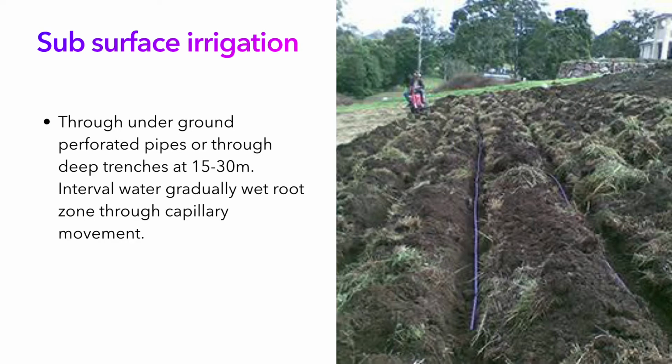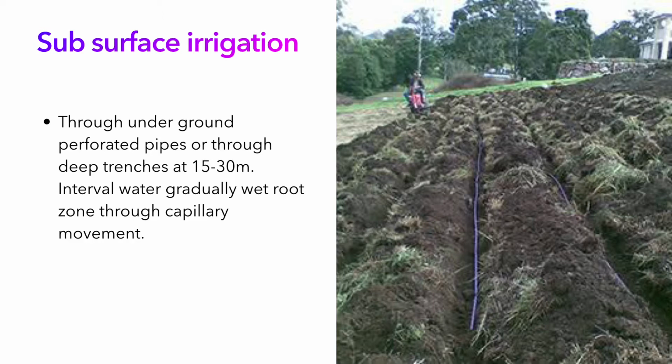Let's start with subsurface irrigation. What is subsurface irrigation? Let's clear it through the definition. The definition is: through underground perforated pipe or through deep trenches at 15 to 30 meter interval, water gradually wets the root zone through capillary movement. What does this definition want to say? Let me clear this in easy words.